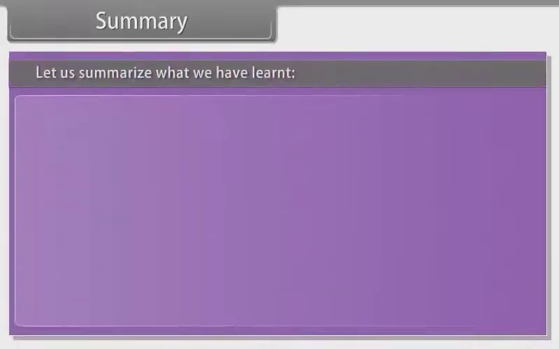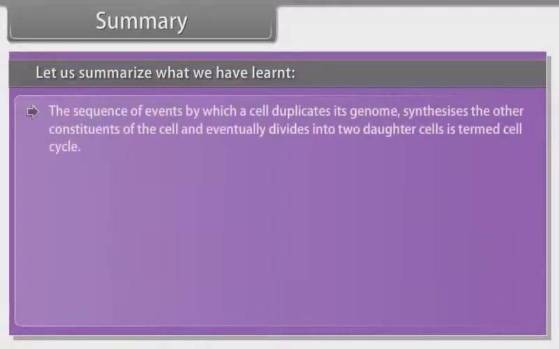Summary. Let us summarize what we have learned. The sequence of events by which a cell duplicates its genome, synthesizes the other constituents of the cell, and eventually divides into two daughter cells is termed the cell cycle.